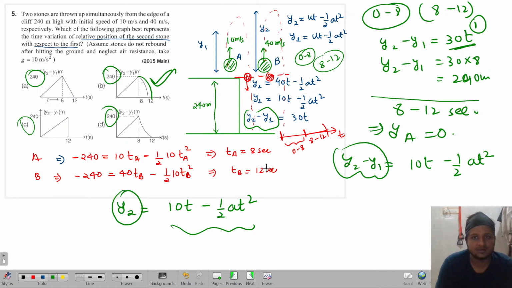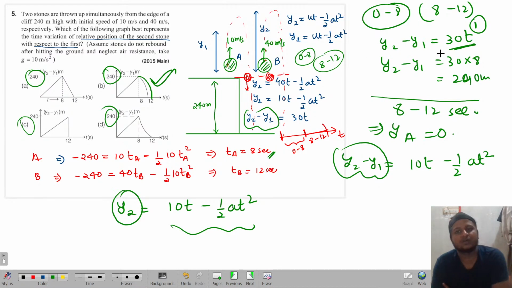Now I got one thing, I just got one vibe. Okay, sir, I have got something from all of these equations. That means from 0 to 8 seconds, both of the balls will be present. From 8 to 12 seconds, only ball B will be present because at that time ball A would have fallen to the ground. So only y2 minus y1 for 0 to 8 seconds, they are going to follow a similar time. For them, I calculated the equation that y2 minus y1 is equal to 30t.